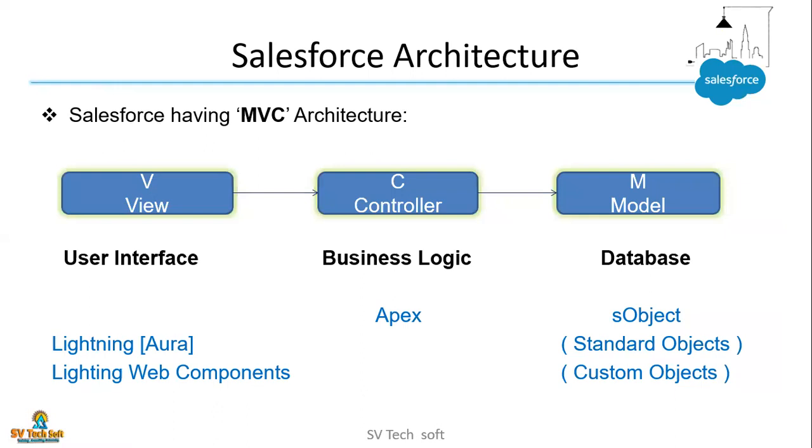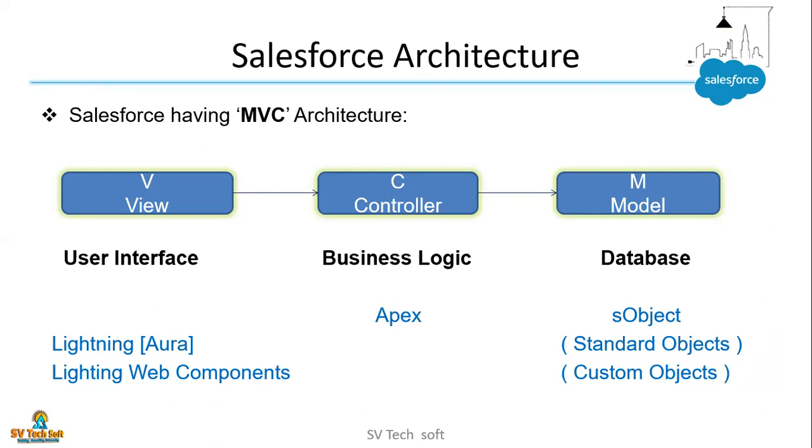If you see MVC, it means Model View Controller. Model comes in the database, like sObject. It can be either a standard object or a custom object. Then V is nothing but the view of the particular data, like the front end.